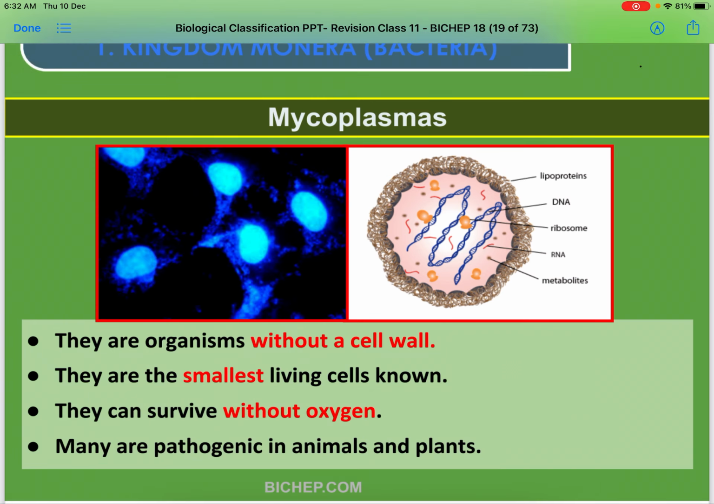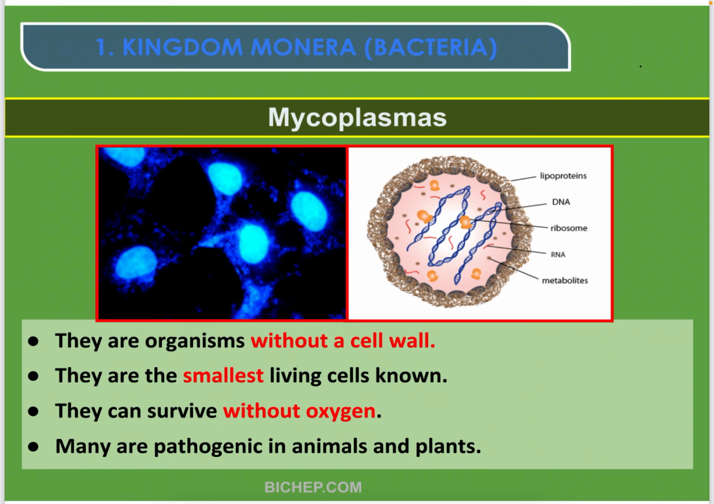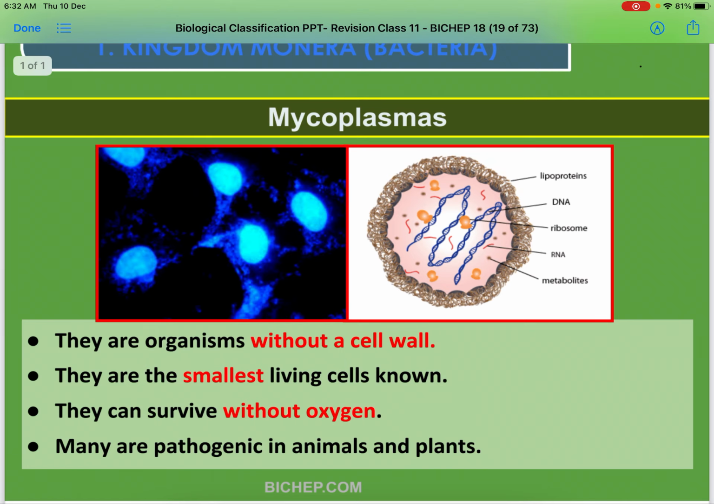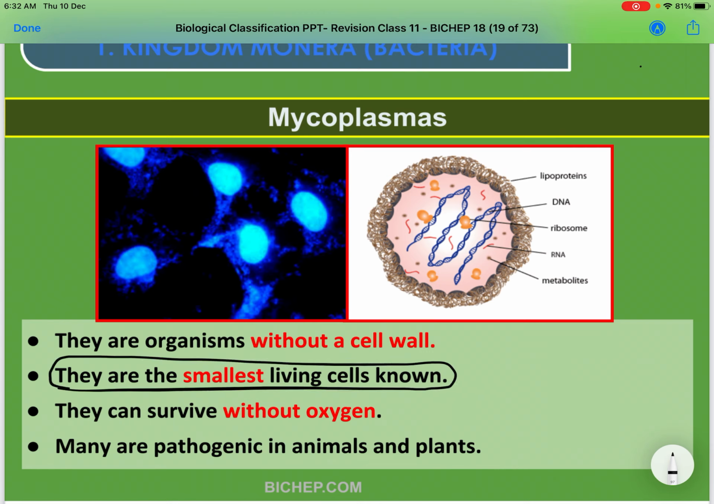Now the example given here is mycoplasma. Now what is mycoplasma? It is to be remembered, it is the smallest living cell known among living organisms. Though it is a bacteria, a eubacteria, it is especially adapted. Do remember that. This is the organism which is found without a cell wall. Though they are bacteria, they are without a cell wall.